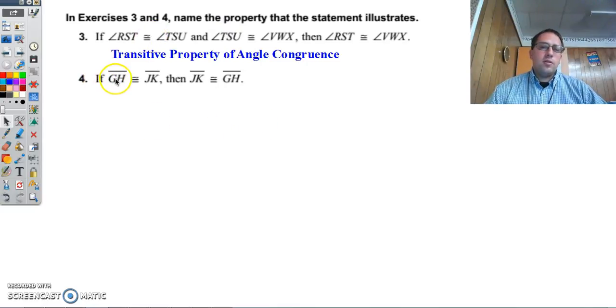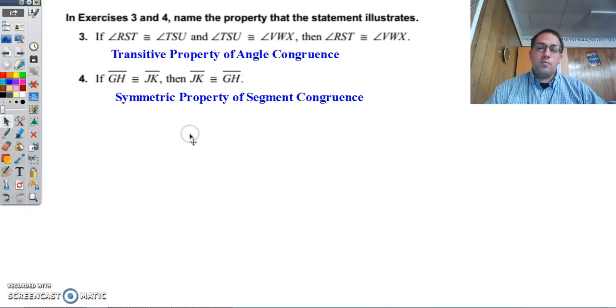All right, so our next one: segment GH congruent to segment JK. Segment JK must be congruent to segment GH. How do you know this? This is the symmetric property, not to be confused with reflexive. Probably some of you did that. Remember, reflexive is when they are both the same on both sides. My hand is congruent to my hand. It's the same on both sides. This one changes the order around.